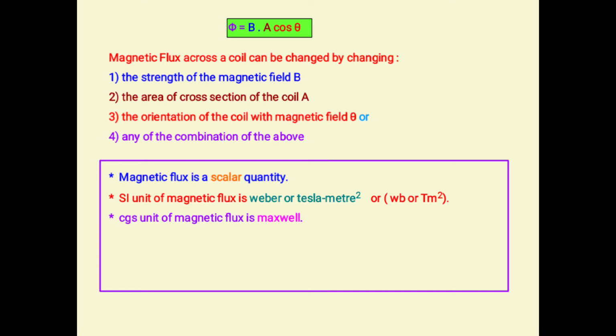Then the CGS unit. The CGS unit is Maxwell, and there is a relation between Maxwell and Weber. 1 Maxwell equals 10 raised to power minus 8 Weber.